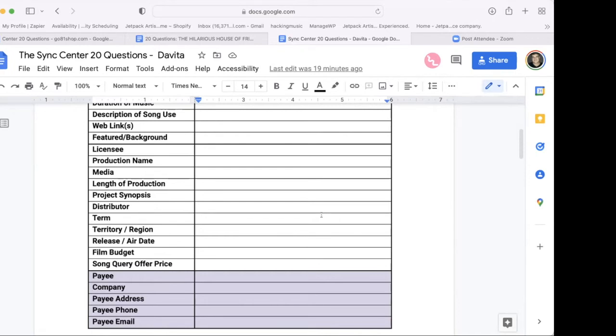Territory or region: is it North American? Is it global, all uses in perpetuity? Is it Davidson County, Nashville, Tennessee? If it's a regional campaign that's only going in the Southeast, then we'll put that in here. Specify.